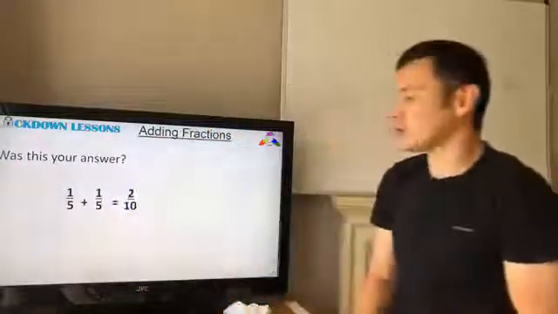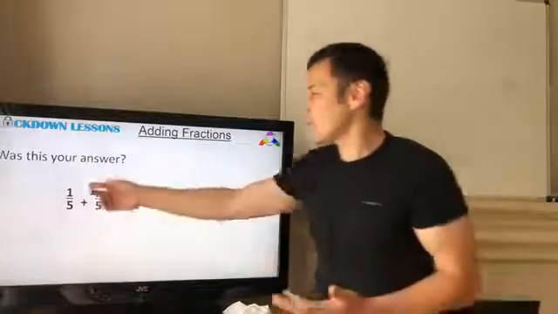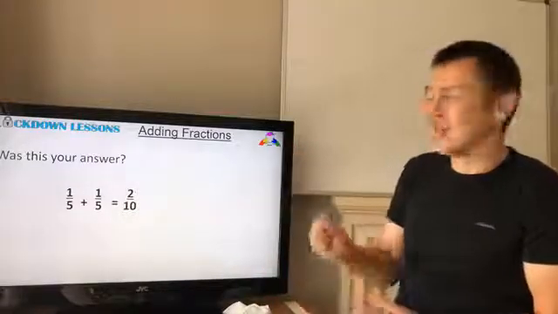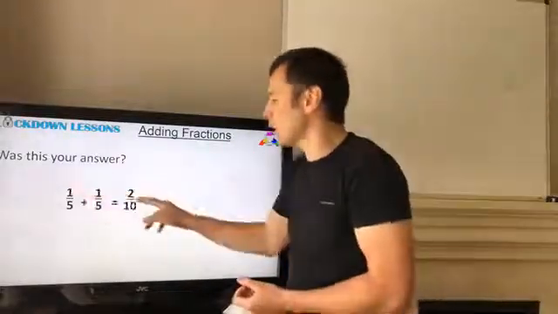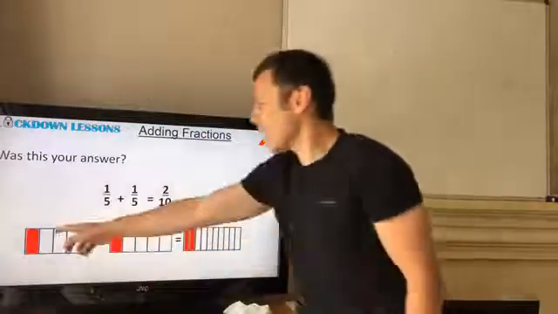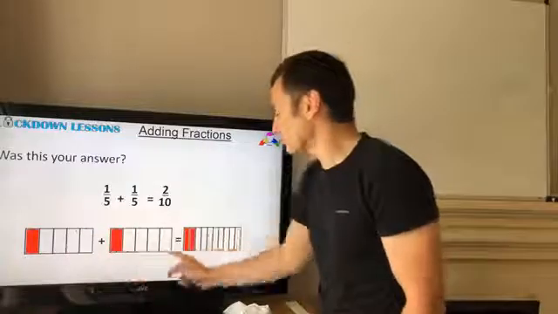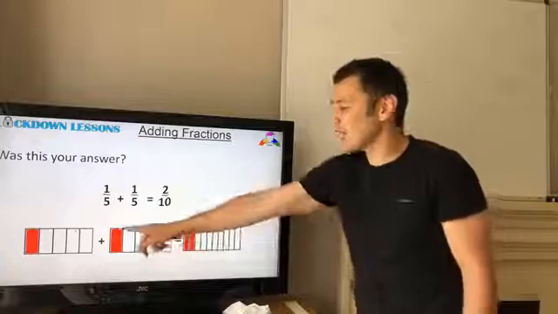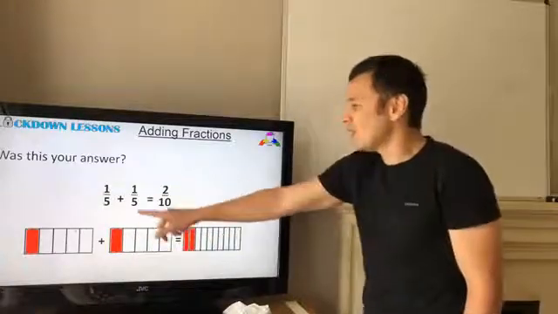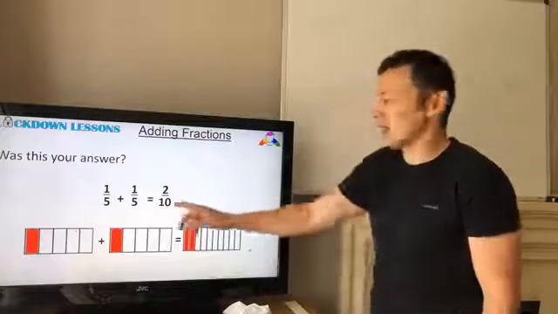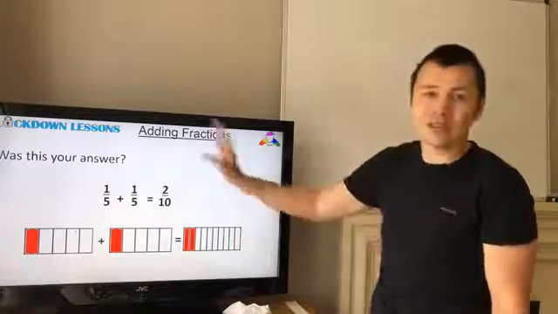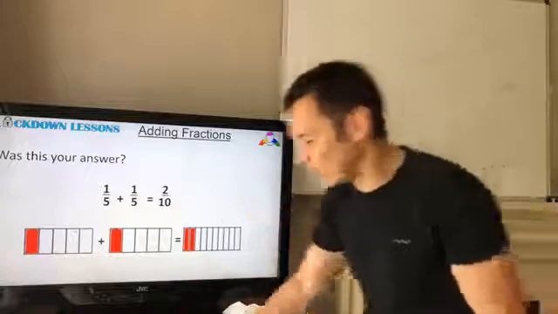Now, I just want to go through this. If anyone was thinking it's 2/10, where you've added the tops and the bottoms, this is the kind of answer that you can easily rush into. You think 1 and 1 is 2, 5 and 5 is 10. Let's have a look at why that doesn't make sense. If that's 1/5 and that's 1/5, you're saying it's 2/10, that's the same as one of those. So there's no way that 1/5 plus 1/5 equals 1/5. That is clearly not correct at all.